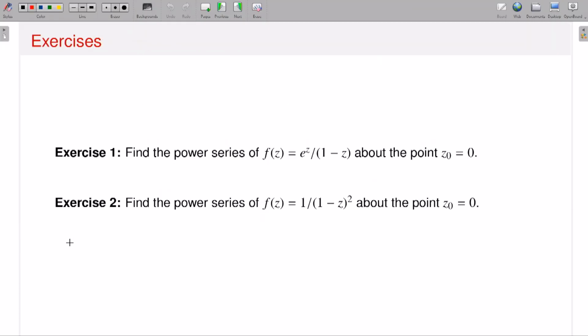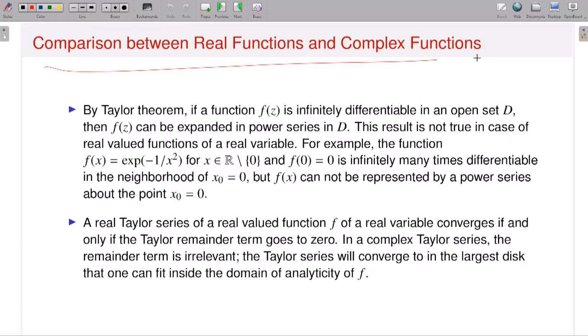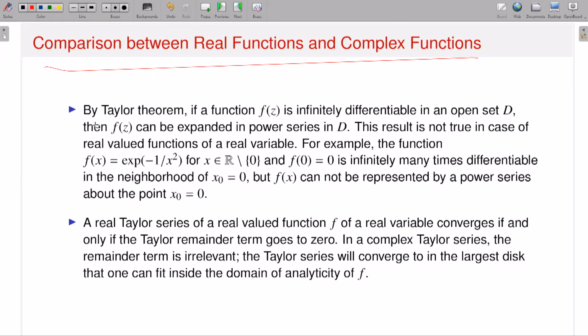This is one of the nice comparisons between real functions and complex functions. That is why you will see that analyticity is a very strong property. Now let me discuss real Taylor's theorem, and then it will be clear. I already discussed Taylor's theorem. By Taylor's theorem, if a function f is analytic on D, that means it is infinitely differentiable on an open set, then f(z) can be expanded in terms of a power series in D.